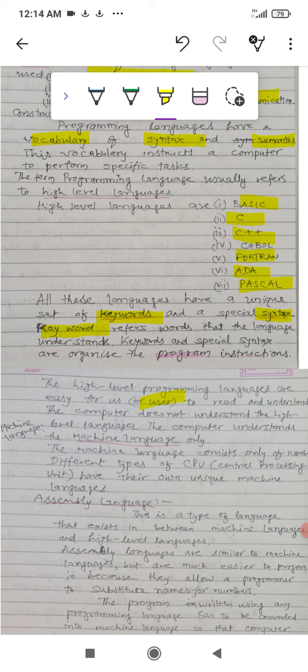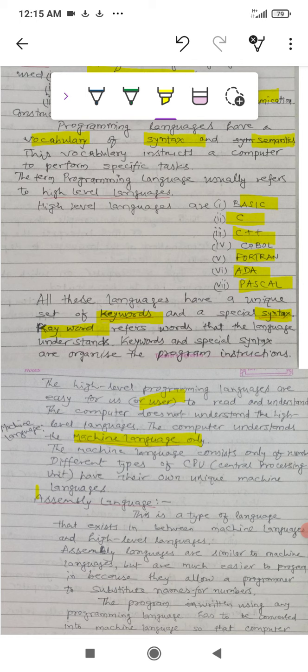प्रोग्रामर द्वारा लिखी गई हाई लेवल लैंग्वेज को कंप्यूटर रीड नहीं कर सकता. इसके लिए कंप्यूटर को रीड करने के लिए, अंडरस्टैंड के लिए हमें हाई लेवल लैंग्वेज को ट्रांसलेट करना पड़ेगा. सो the computer does not understand the high level language and it understands only machine languages.